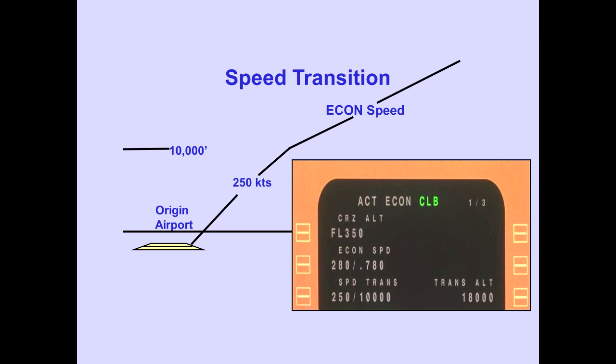Speed transition altitude and associated airspeed limit are established by the location of the origin airport. In this example, 250 knots is the airspeed limit to 10,000 feet, followed by an acceleration to the economy speed. However, with a high gross weight, climb speed may exceed 250 knots. Speed transition altitude cannot be changed, only deleted.